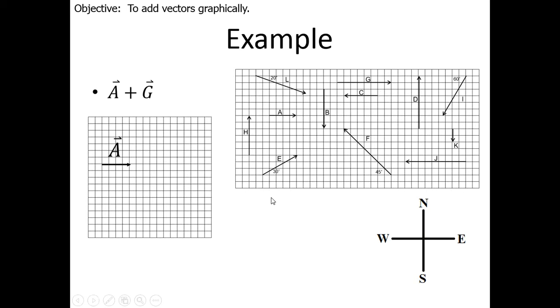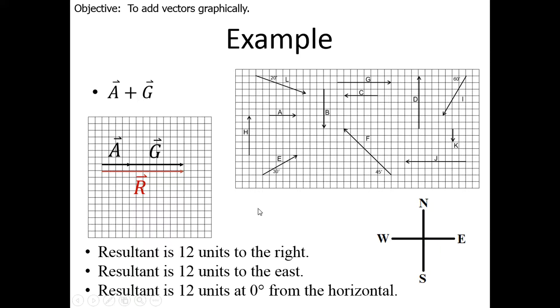So if I start with A, and I place the tail of G to the head of A here, and I just simply add these two together, I get 1, 2, 3, 4, 5, 6, 7, 8, 9, 10, 11, 12 units. I started here, I ended up there, so now I can describe this resultant as being 12 units to the right, or 12 units to the east, or 12 units at 0 degrees from the horizontal. Each one of these designations is the same in describing this resultant vector.